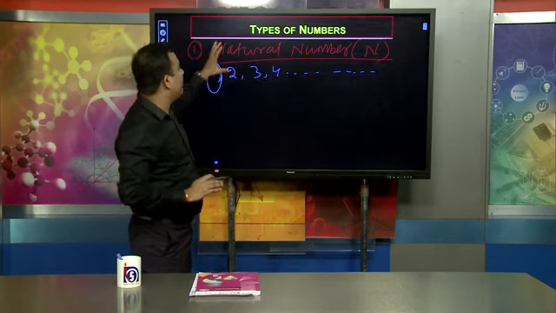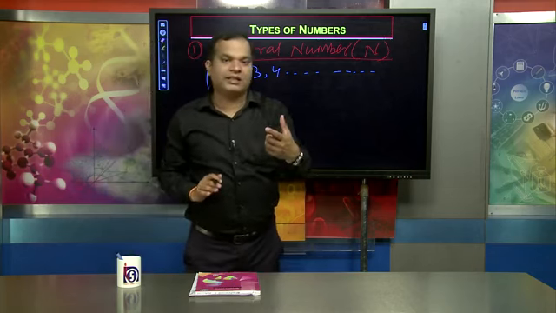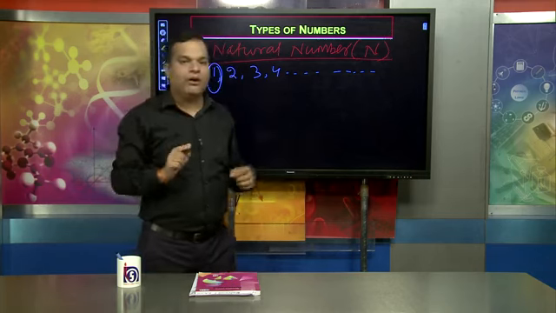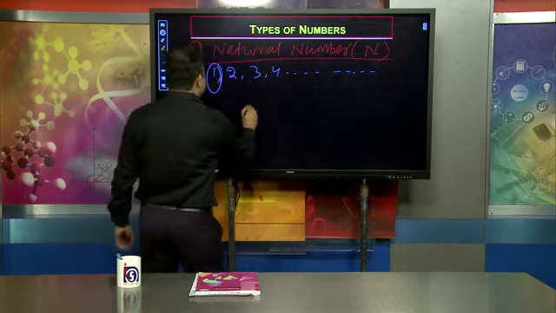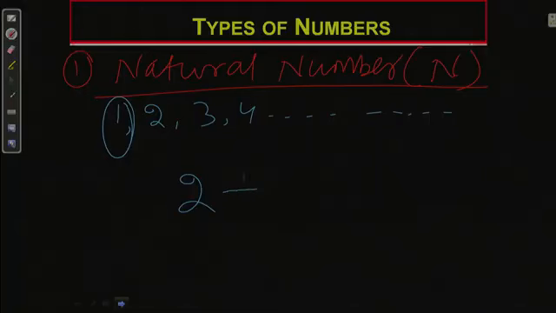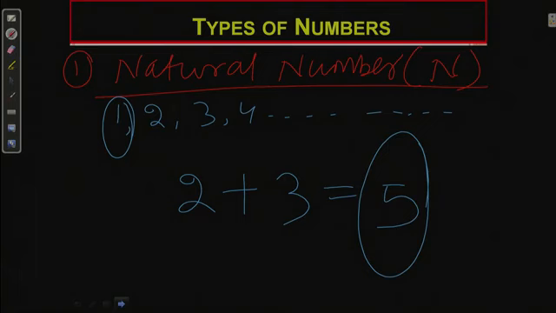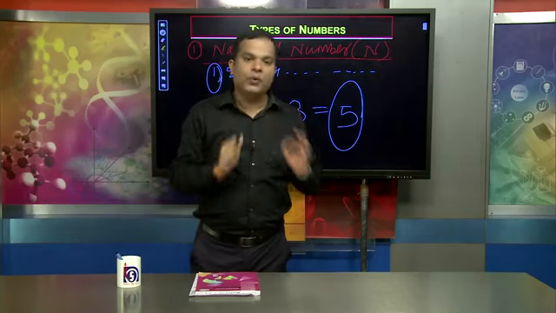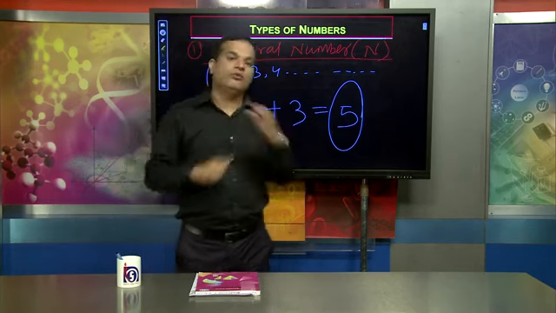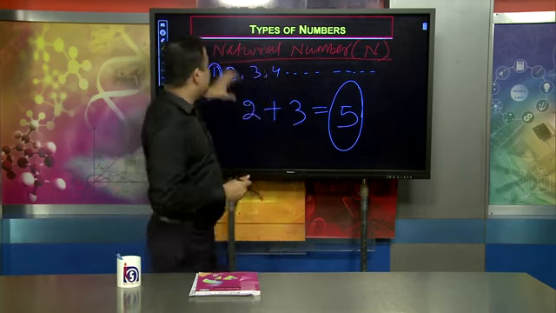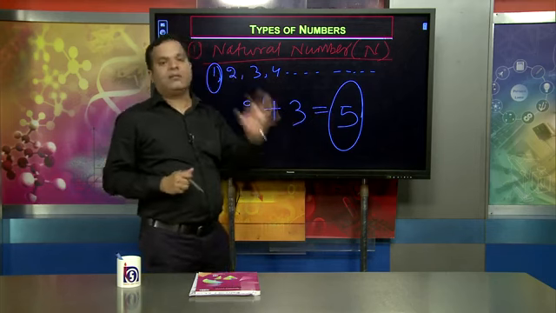One more thing about natural numbers is that when we add any two natural numbers, for example 2 and 3, we get 5. 2 plus 3 equals 5, which is also a natural number. So we can say that the addition of two natural numbers is a natural number. It is universally accepted that the addition of any two natural numbers is itself a natural number.